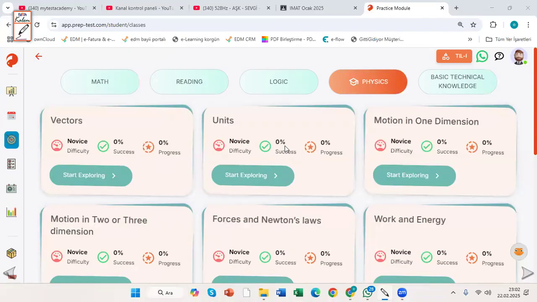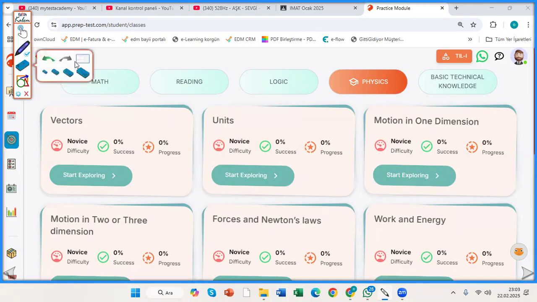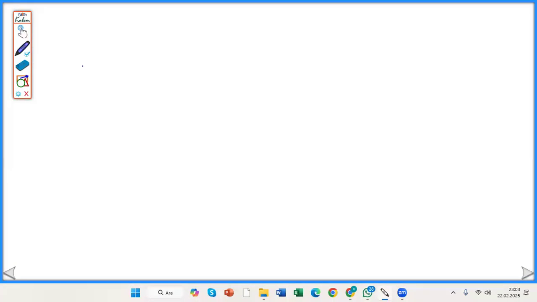Yes, as you see here, today I could explain the first part of the motion in one dimension, and I'm going to show you different questions to solve, to understand the subject. Right now, let's look at the other type of question. Our second type of question is motion in two dimensions.